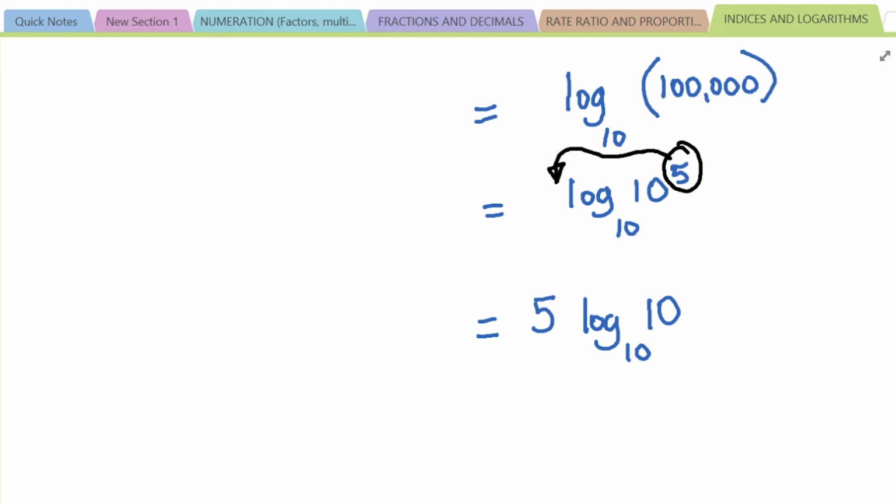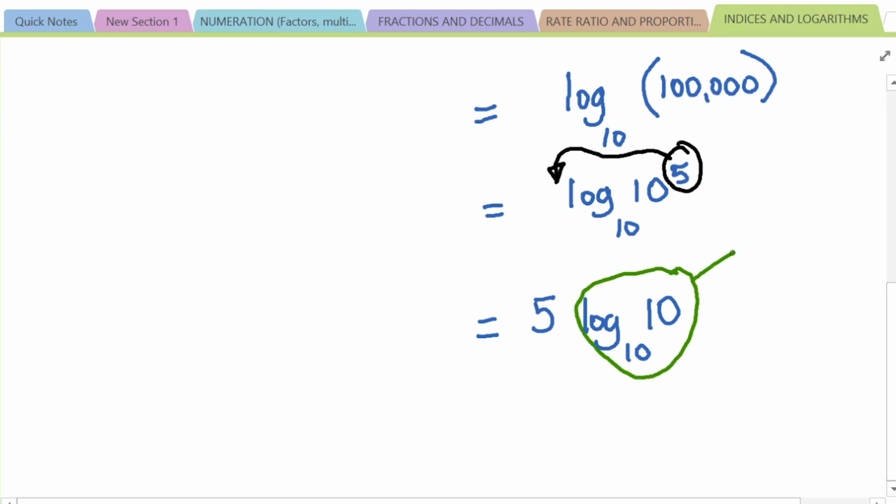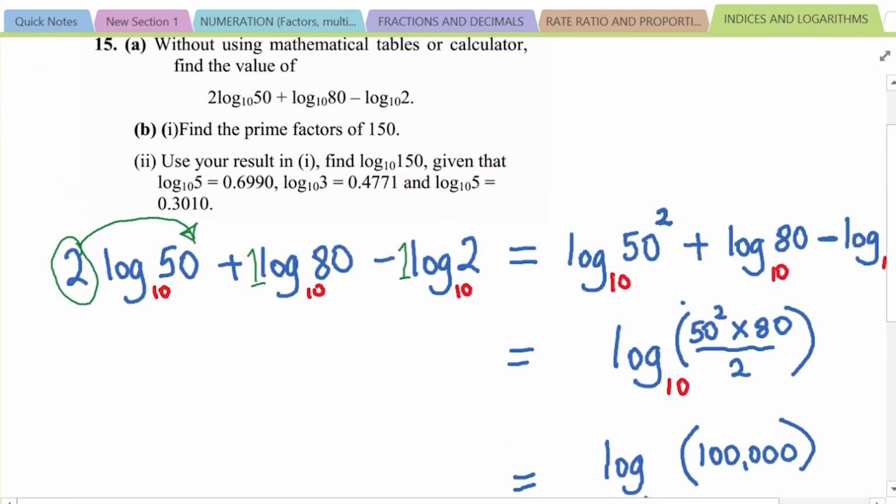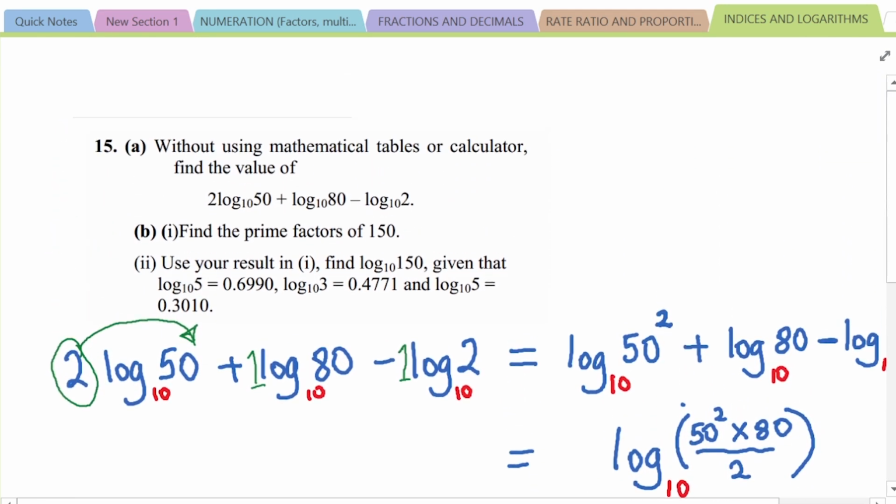And of course, when we have the log of a number and its base being the same, this is equal to 1. So this becomes 5 times 1, and our answer is 5. So that's how we simplify that without using tables.